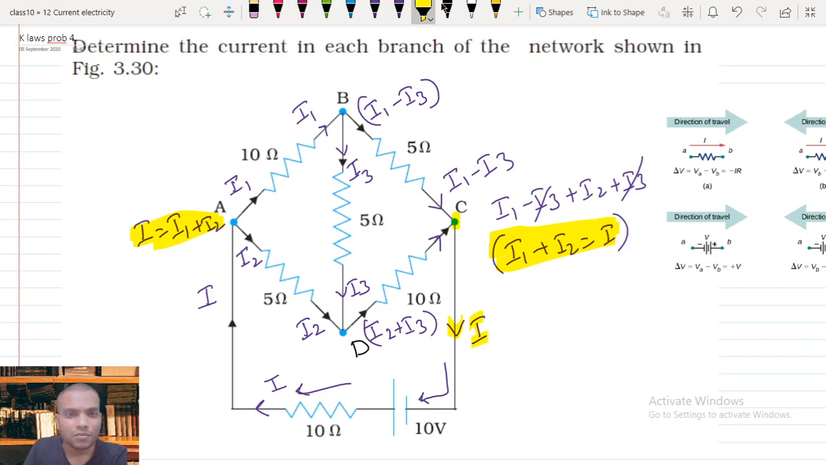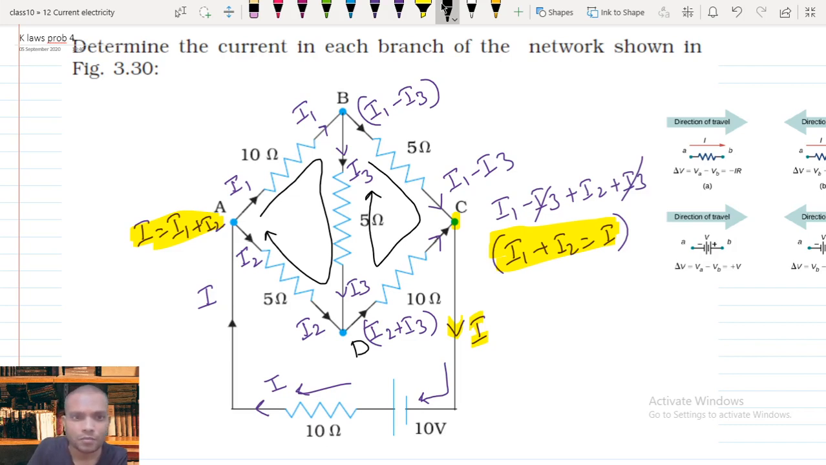Now after the division of currents, we need to consider the loops. Here I prefer to consider the loop A, B, D, A. So this is one of the loops. And one more loop I can take is B, C, D and B. There is one more loop, the outside loop, that is A, D, C and back to A.